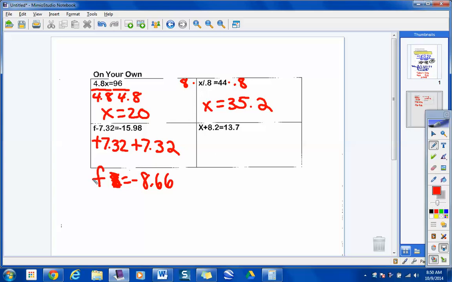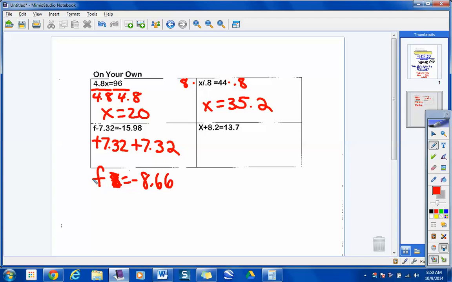What's the last answer here? Billy, did you get that one? Coming back to you. What'd you get there? Negative 8.63. Oh, not that one. The other one. Bottom right. 21.9. What'd you get? 21.9.